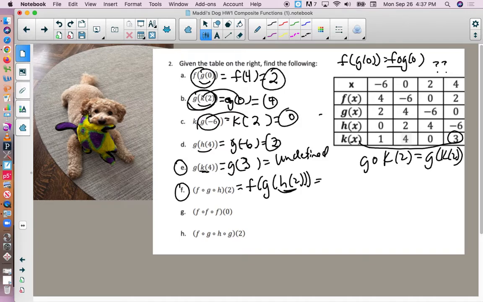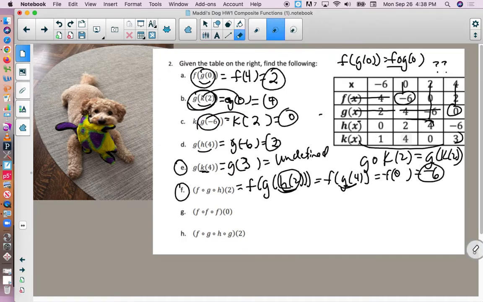So I'm going to find h of 2. So h of 2 is 4. So I'm going to fill that in right here. So I have f of g of 4. It's kind of like playing a game. Then I have f of. So now I need g of 4. g of 4 is 0. And then finally my final answer is f of 0, which is negative 6. So it's an inside, inside, inside, inside to outside. It's like those Russian stacking dolls.